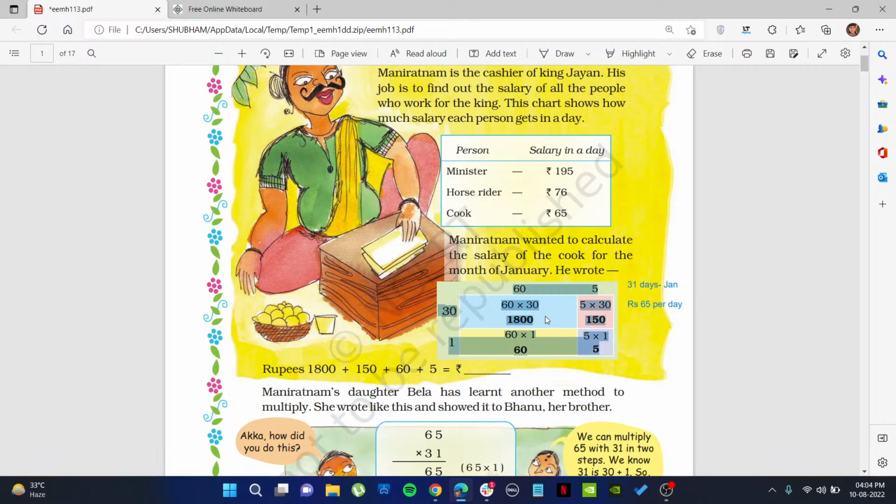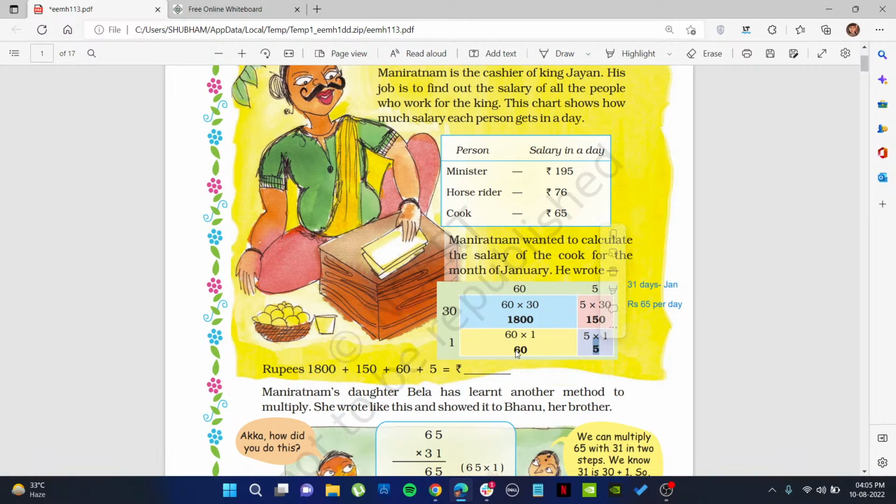Okay, so here we have calculated the amount for 30 days, but in the month of January there are a total of 31 days, so it means that we need to calculate for one more day. And how we are going to calculate it? By multiplying this 60 with this 1. So it means that for one day the amount is 60 rupees, but as this 65 has been broken into two parts, which is 60 and 5, so we need to calculate for this remaining 5 as well. So how we can calculate? By multiplying 1 with this 5. So 5 times 1 gives us 5.